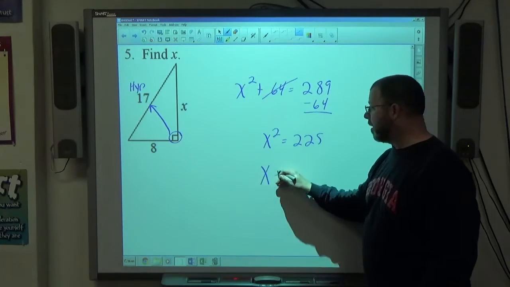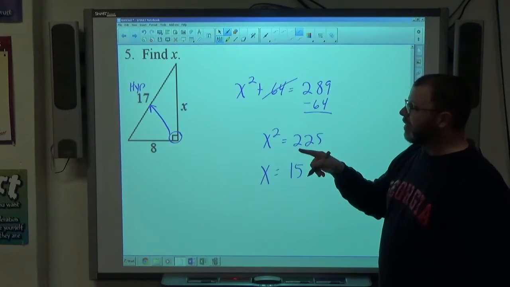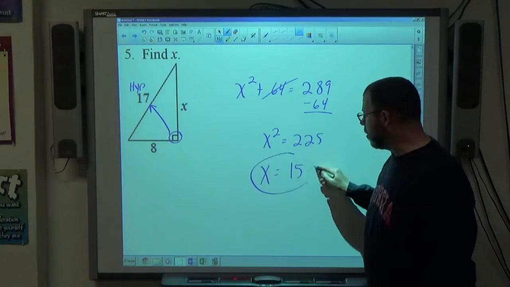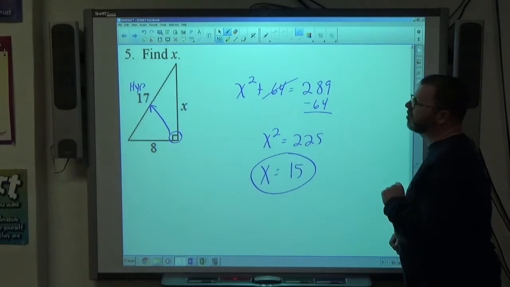So x is equal to plus or minus 15. Since x squared equals that, we take the square root. Since we're trying to find the length of a side, we take the positive square root only. So officially, this has plus or minus 15 as an answer, but we only take the positive square root.